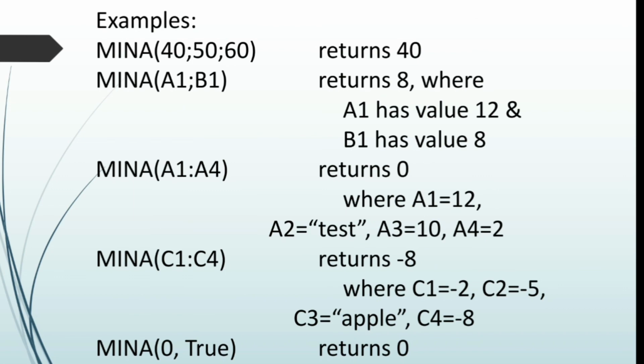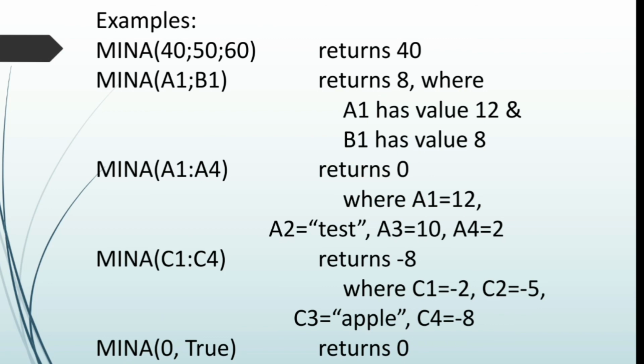Some examples are MinA, A1 and B1, which would return the value 8, where A1 has the value 12 and B1 has the value 8. MinA, range A1 to A4 would return the value 0, where A1 has value 12, A2 has value test, which would be converted to 0, A3 has value 10 and A4 has value 2. So the minimum of these is 0.